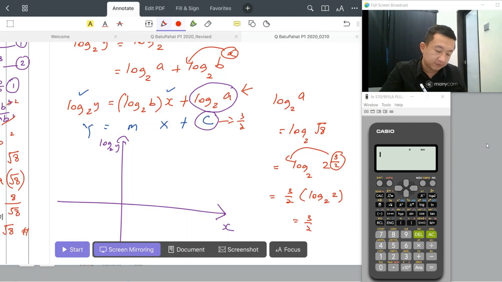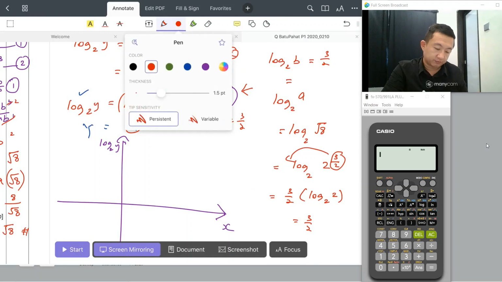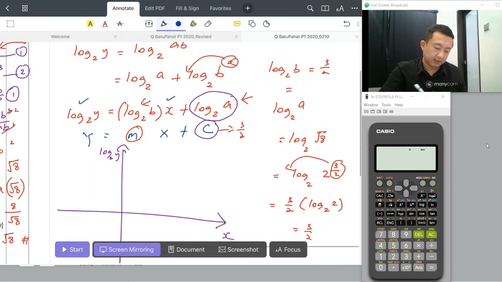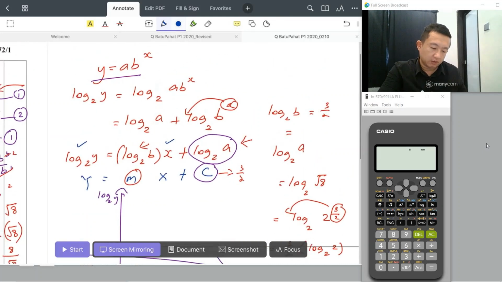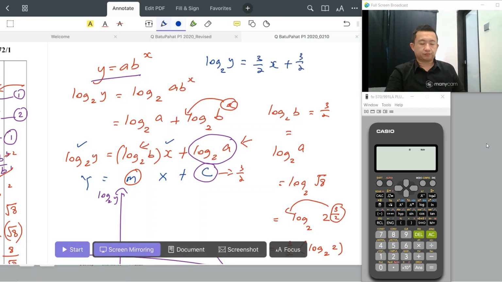And never mind, before that, let's figure out the gradient here. M is also log 2b. Log 2b equals to log 2a, because b and a is the same. So log 2b also 3 over 2. So now I know everything. I write down, I have log 2y equals to 3 over 2x plus 3 over 2. The C is 3 over 2. The M is 3 over 2.